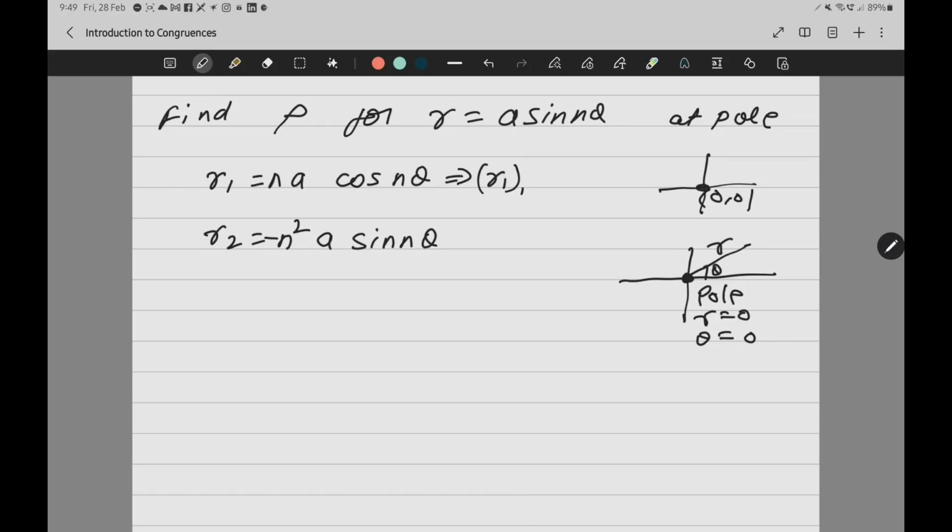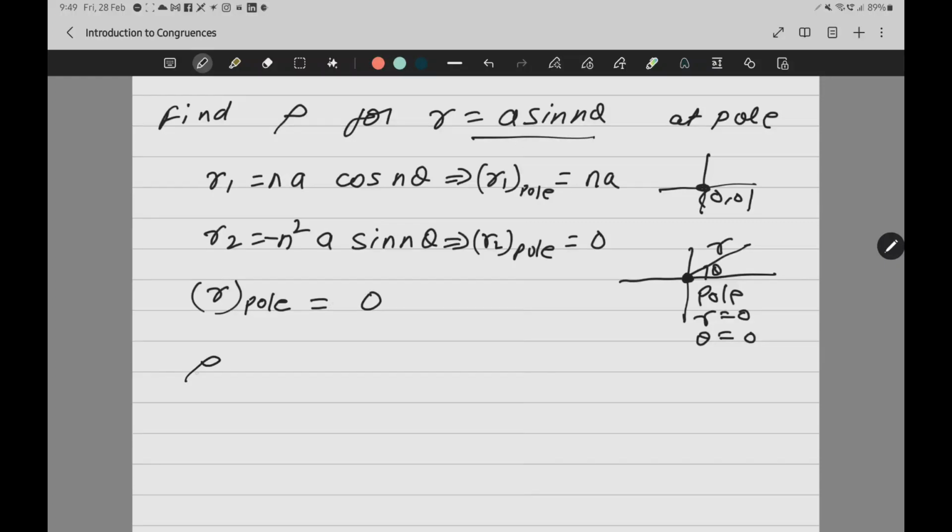R1 at pole is equal to, theta is 0, cos 0 is 1, so nA. Same way, R2 at pole is equal to sine 0 is 0, so 0. Let me find out for R also, because I need R also in the formula. So at pole, my value of R is also 0. Correct. Now see, the question will become so easy. So rho is equal to, what is the formula?